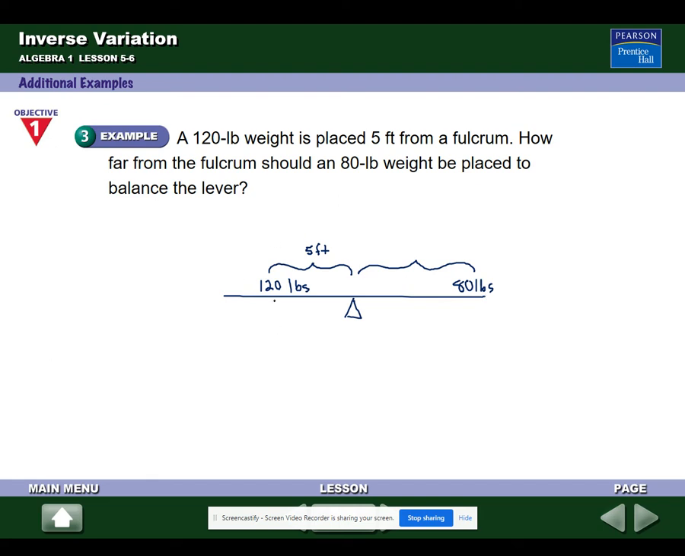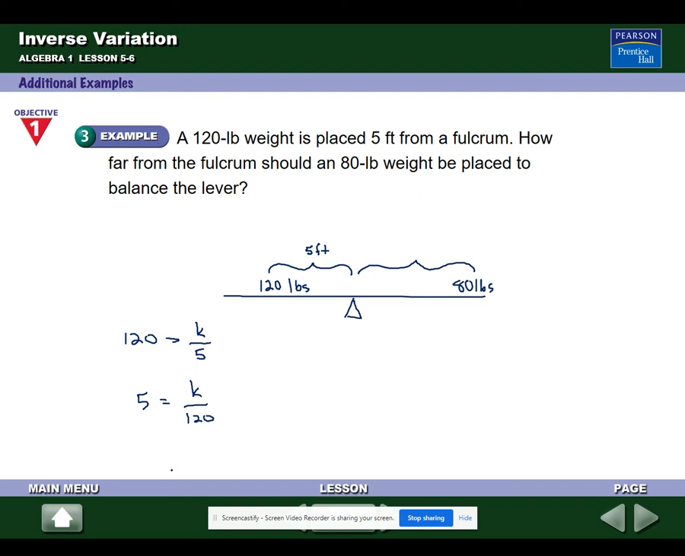Basically, what we're saying here is weight varies inversely with distance. So I might go something like this: 120 equals k over 5. Now you say, why did you use weight as the dependent variable and distance as the independent variable? I probably should have switched it around. But you know what? For the purposes of this problem, it really doesn't matter.